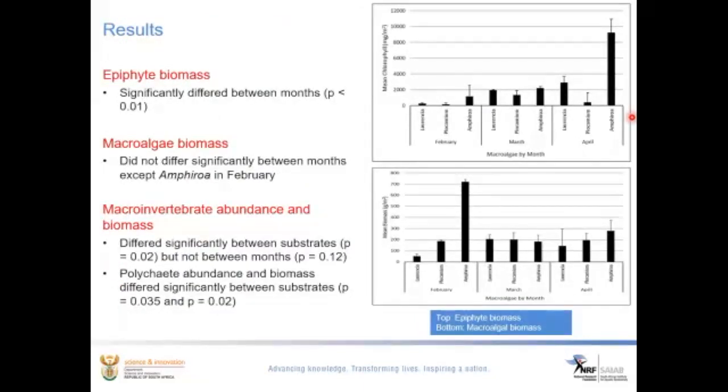The epiphyte biomass significantly differed between months, while the macroalgal biomass did not differ significantly between months.